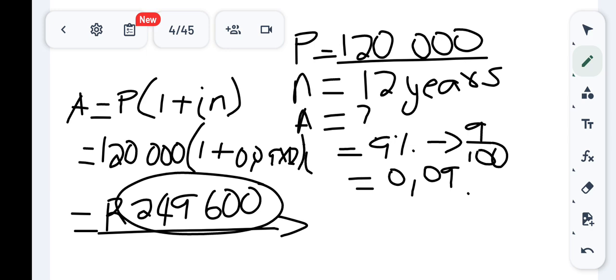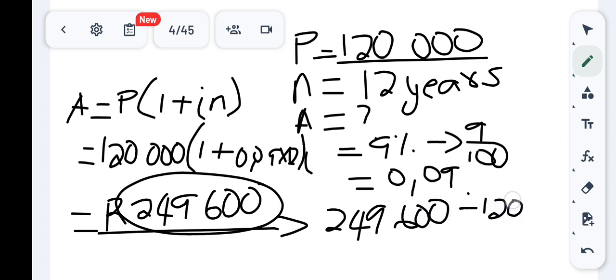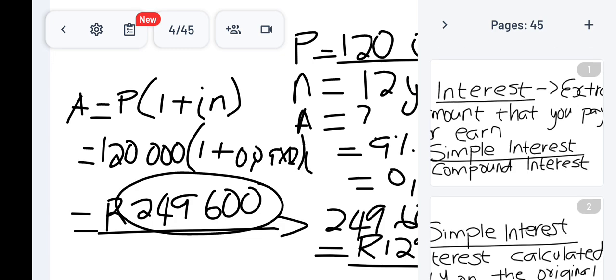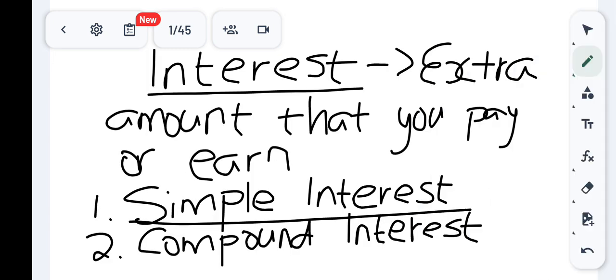And how are you going to find that? We just need to subtract 249,600 minus 120,000, and this is going to give you Sihle's interest. So it's 249,600 minus 120,000, which is equal to 129,600. So this is the interest that she earned for investing 120,000. Okay, good people, this is simple interest, and we will be back again with compound interest. Sharp, sharp.